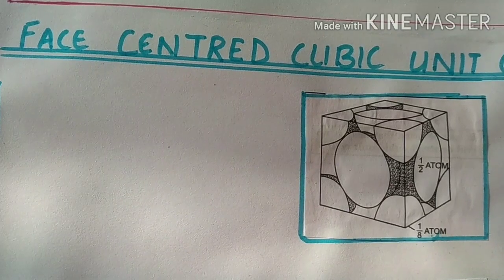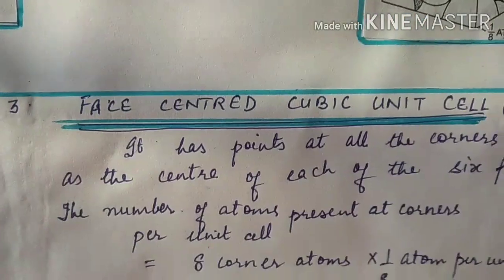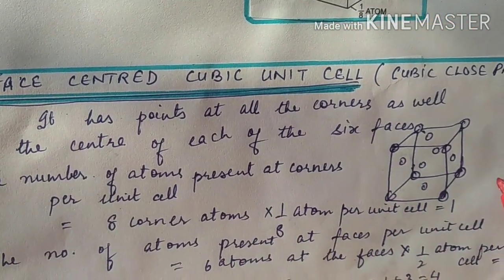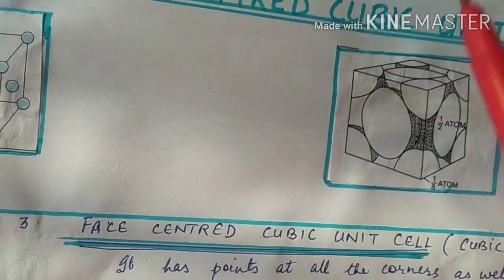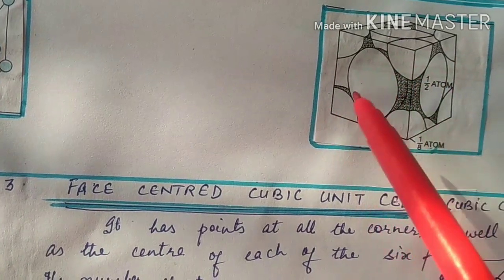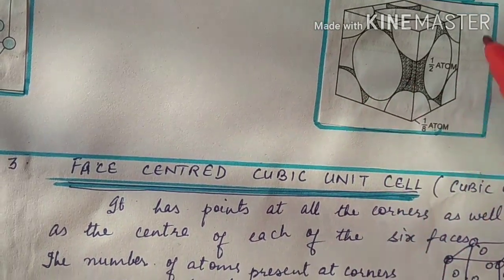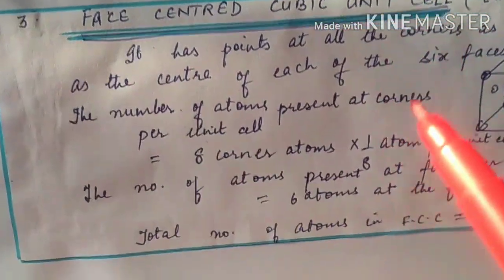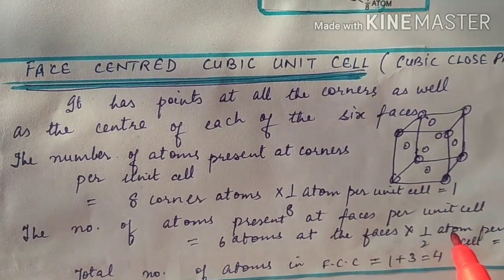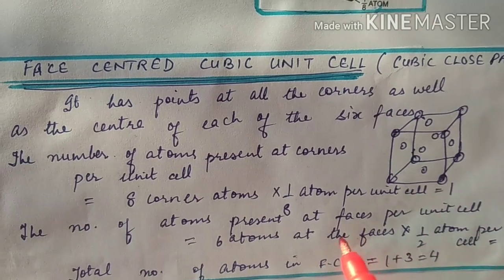So total 8 into 1/8 will make the number of atoms in this unit cell at the corners equal to 8 into 1/8 is equal to 1. Similarly, the atom which is present in the center of the face is being shared by 2 unit cells. So half of this atom is being shown here. So there are 6 faces. So that means 6 atoms at the faces will be multiplied by their contribution to the unit cell, that is 1/2. 6 into 1/2 makes 3.